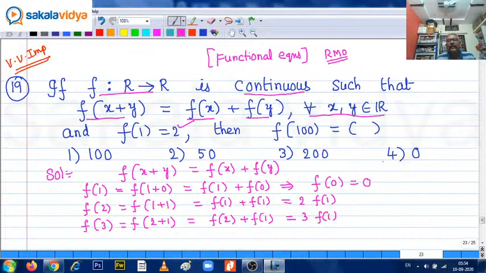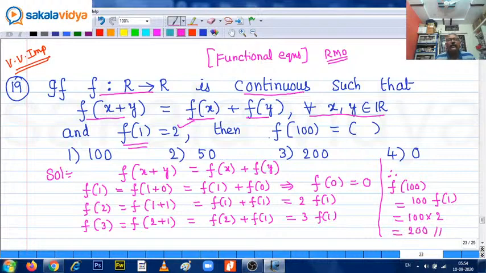Now if you continue like this, by induction, or using the pattern, we can say that f of 100 is equal to 100 times f of 1. What is f of 1 given? f of 1 is given as 2. So 100 times 2 is 200.